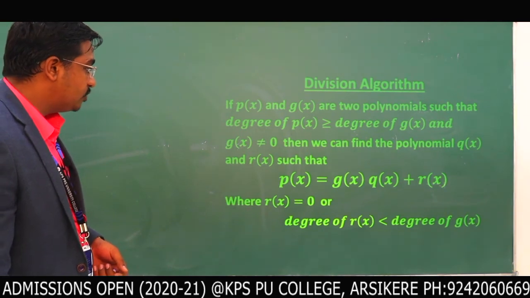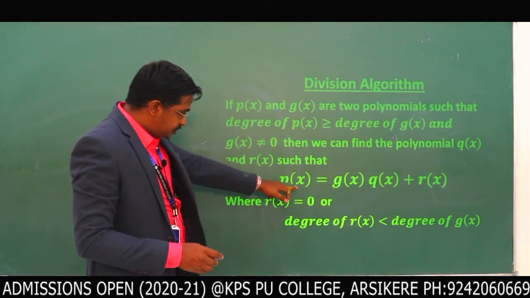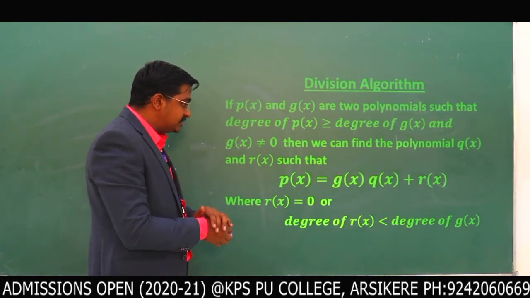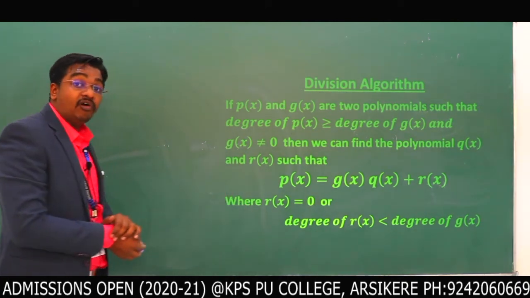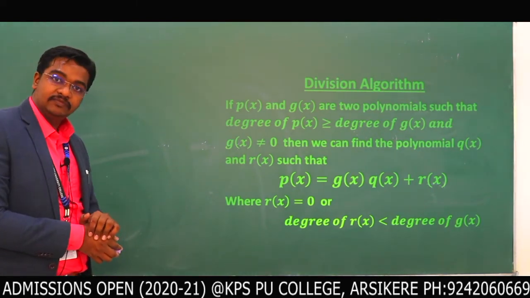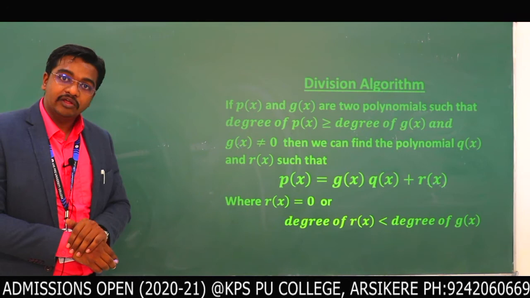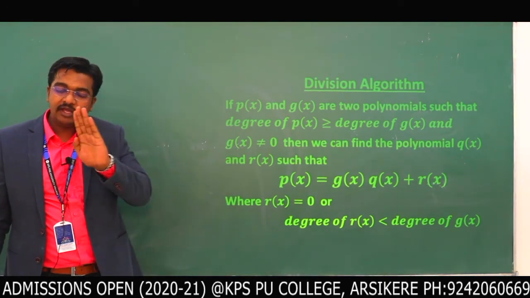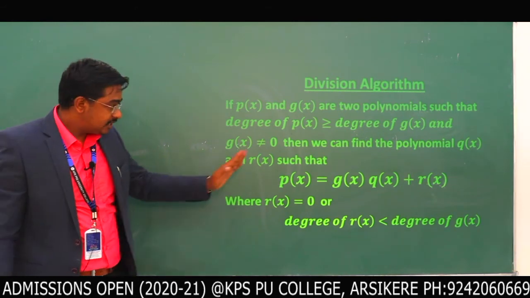p of x ಅಂತ ಬರೆಯಬಹುದು, p of x is equal to g of x into q of x plus r of x, where r of x is equal to 0 or degree of r of x must be less than degree of g of x. This is called division algorithm. ನೋಡಿ division algorithm ಏನು numbers ಸ್ಟೇಟ್ ಮಾಡ್ತಿದ್ದಲ್ಲ, ಸೊ ಅದೇ ಸ್ಟೇಟ್ಮೆಂಟ್ we can extend for polynomials. So I will explain this one here.